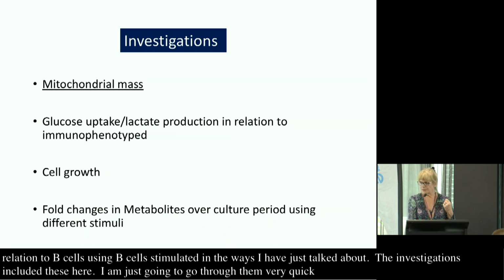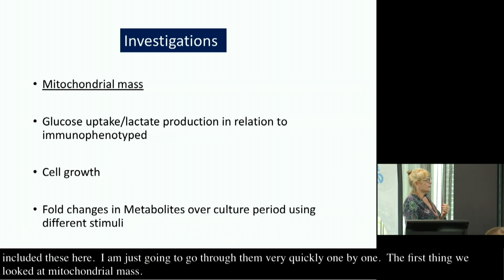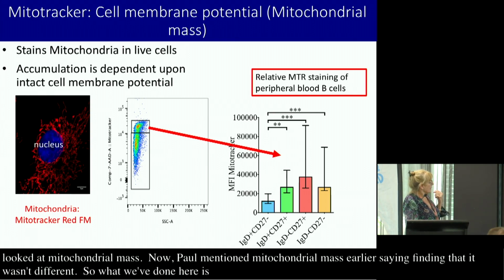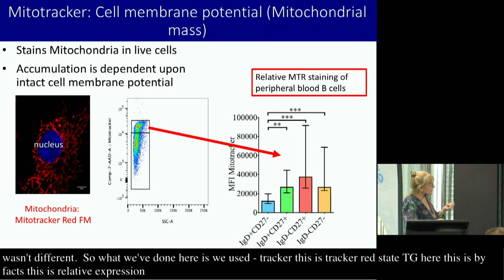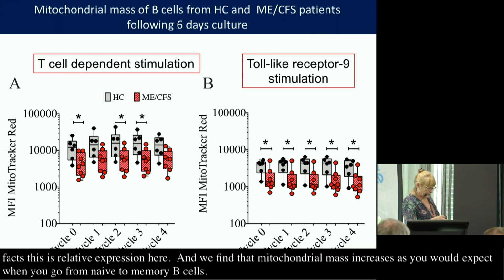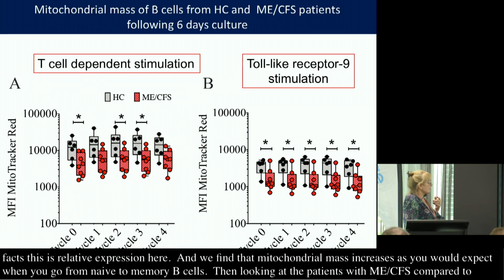The first thing, we looked at mitochondrial mass. Now, Paul mentioned mitochondrial mass earlier, finding that it wasn't different. So what we've done here is we used MitoTracker. Again, we use phosphoflow for this. This is MitoTracker Red staining mitochondria here. This is by FACS. This is relative expression here. And we find that mitochondrial mass increases, as you'd expect, when you go from naive to memory B cells. Okay. And then looking at the patients with ME/CFS compared to healthy controls over cycles of proliferation.